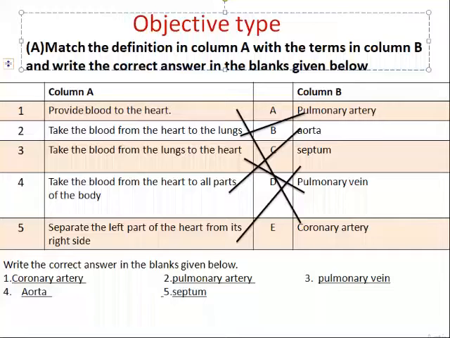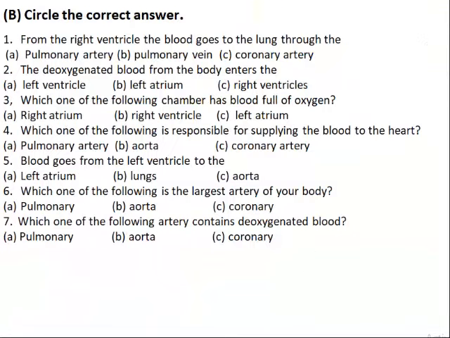Now question number 2 is circle the correct answer. So now we have to circle the right answer. The first is: from the right ventricle the blood goes to the lung through the... we have just read this in the columns... through the pulmonary artery. So underline this, circle this.